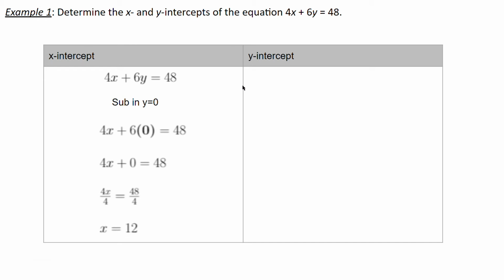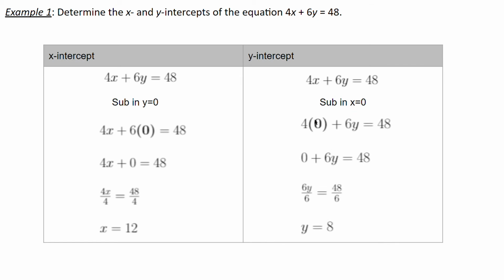The y-intercept, likewise, we do the same thing except this time we're subbing in x equals 0. So we proceed with our calculation. 4 times 0, this term will go away and you're left with 6y equals 48. In which case now you can just divide both sides by 6 and you will be isolating for y in doing so. So then this would be the y-intercept of (0, 8).